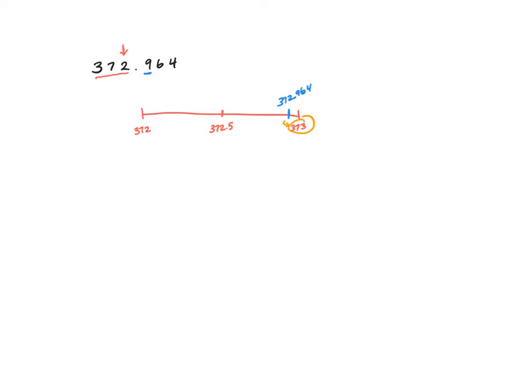Now, once you get good at visualizing these number lines in your head, you won't need to draw a number line just to be able to round to a given place value. All you'll have to do is identify the place value that you're wanting to round to and look at the digit just to the right and decide if it's a 5 or above. If it's a 5 or above, you're going to round up. And if it's below a 5, you're going to round down. So in this case, because the digit was a 9, I rounded up to 373. If this digit right here had been a 4, for example, I would have rounded down to 372.